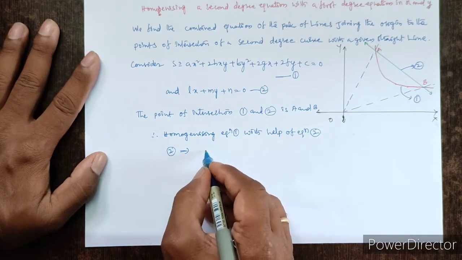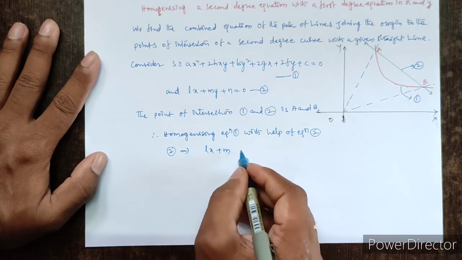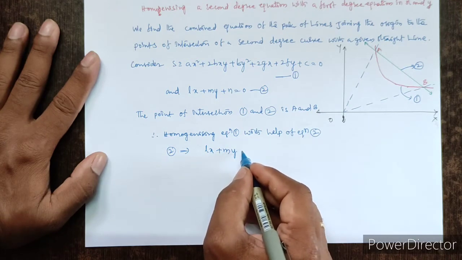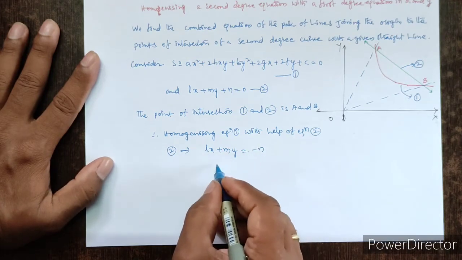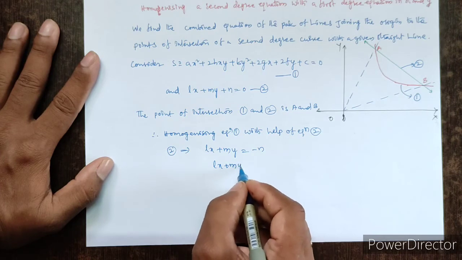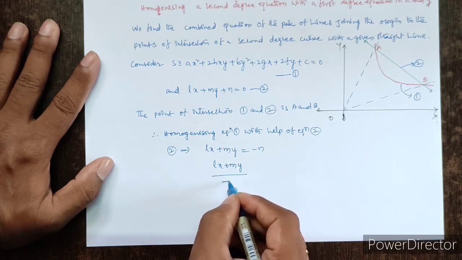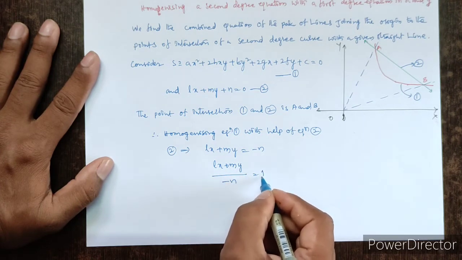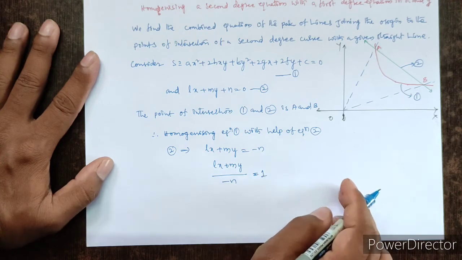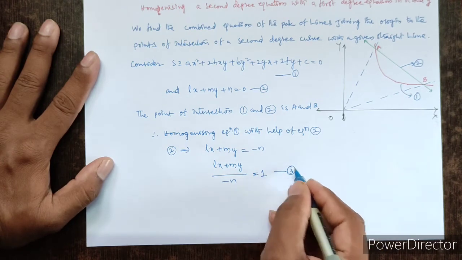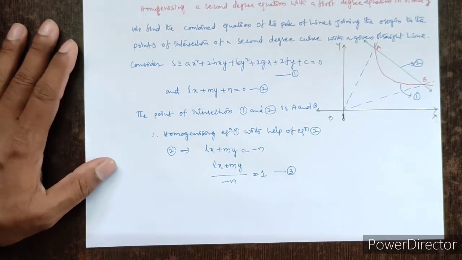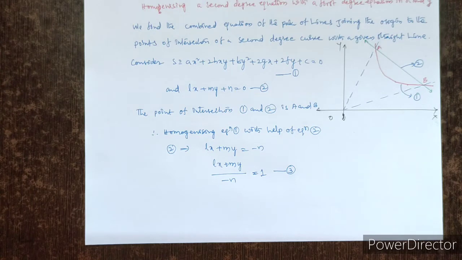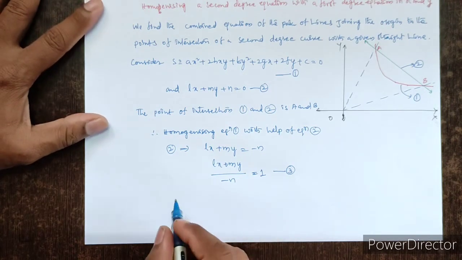Equation 2 can be written as Lx plus My plus n equal to 0. That can be written as Lx plus My equal to minus n. So (Lx plus My) by minus n equal to what? 1. Minus n, so that (Lx plus My) by minus n equals 1. This is equation number 3. Just we have found the value of 1.